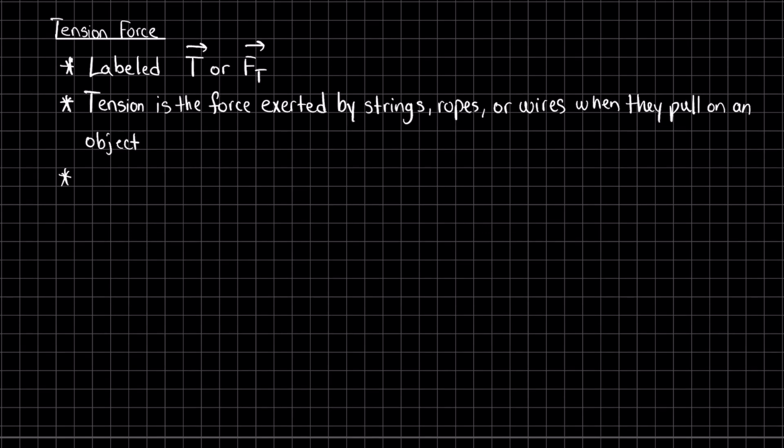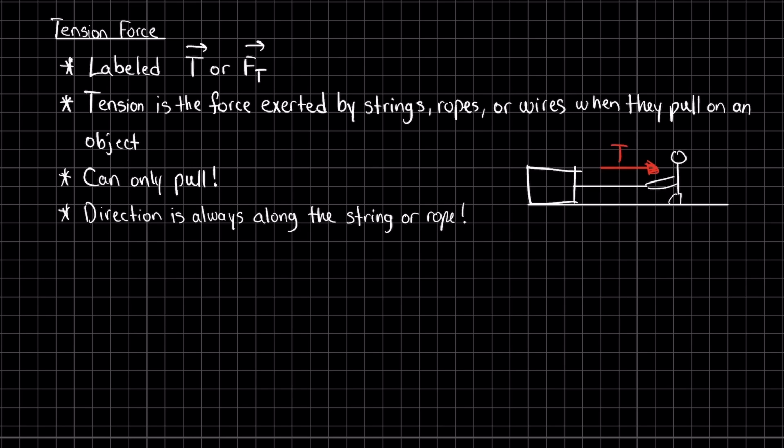A major idea is that tension is only able to pull on objects. And you can try this out. You can have a string or a rope connected to an object, and you can try pushing using a rope. You're going to find that you're going to be very unsuccessful with that. So you can never push with a rope. You can only pull. The direction of tension is always along the string or rope itself.